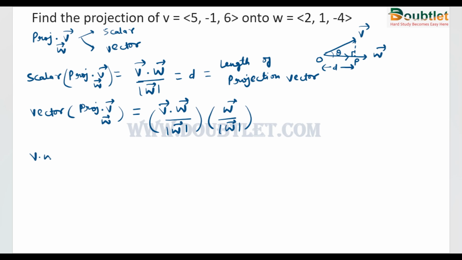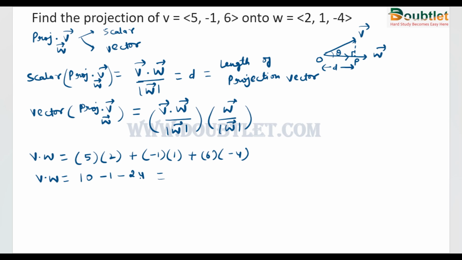So here if we want to find v dot w, we have to simultaneously multiply the x, y and z coordinates with each other. So 5 multiplied by 2, then minus 1 multiplied by 1, and then 6 multiplied by minus 4. If we calculate, this will become 10 minus 1 minus 24. This will become minus 25 plus 10, so it will become minus 15.